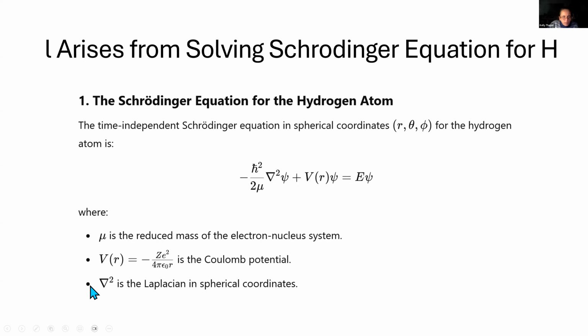And del squared is the Laplacian in spherical coordinates. So what is del squared? Well, it's kind of like a double gradient. It's like a multi-dimensional gradient term, which is telling us about the slope.